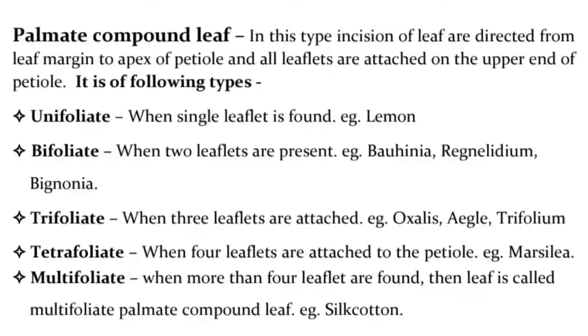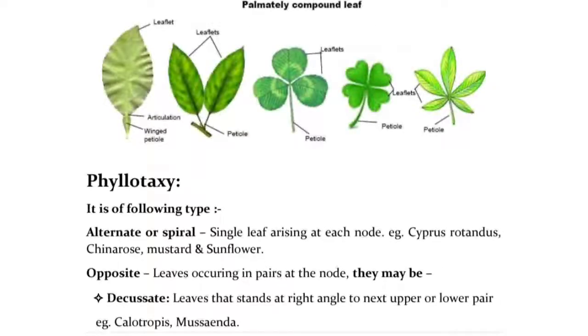Oxalis, bael. Tetrafoliate: when four leaflets are attached to the petiole, e.g. Marsilea. Multifoliate: when more than four leaflets are found, then the leaf is called multifoliate palmate compound leaf, e.g. silk cotton. Phyllotaxy. It is of the following types. Alternate or spiral: a single leaf arising at each node, e.g. Cyperus rotundus, china rose, mustard or sunflower.